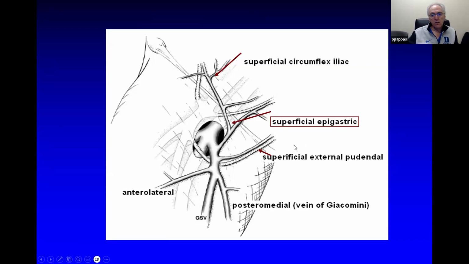The superficial external pudendal or epigastric veins. The epigastric veins are abdominal wall veins. This is the vein you see on duplex when we're trying to position the catheter at the saphenofemoral junction. Remember, I told you flow is in the opposite direction here when you have a draining superficial epigastric vein into the femoral vein.